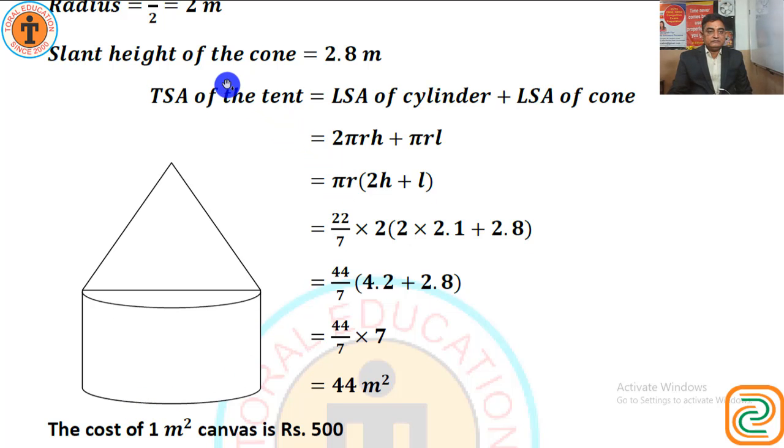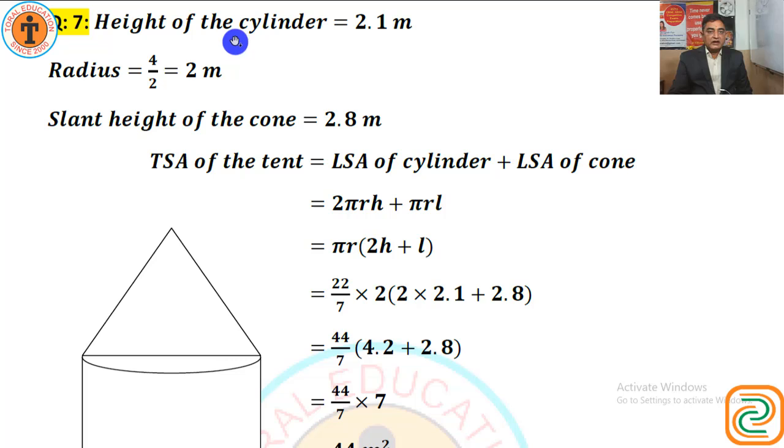So what to find out? First, we are given the height of the cylinder 2.1, radius 4 by 2, that is 2 meter, and the slant height of the cone is 2.8 meter. Now TSA of the tent means LSA of the cylinder and LSA of the cone: 2 pi r h plus pi r l. If we take pi r common, then 2h plus l. Put the value 22 by 7 into 2 into (2 into 2.1 plus 2.8).